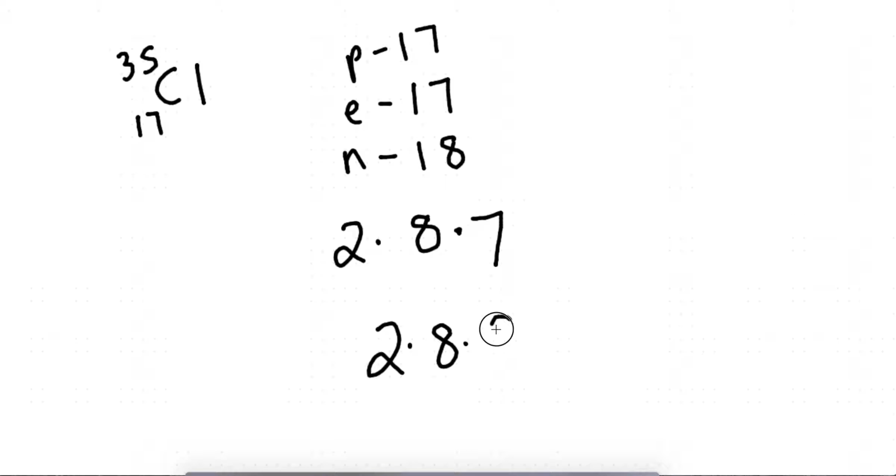2.8.7 plus 1, 8. Now, how do we write the new chlorine? Because chlorine has gained an electron, it's becoming more negative, becomes Cl minus. Do you see the logic behind this, guys?